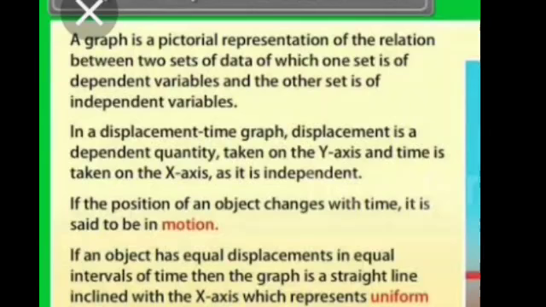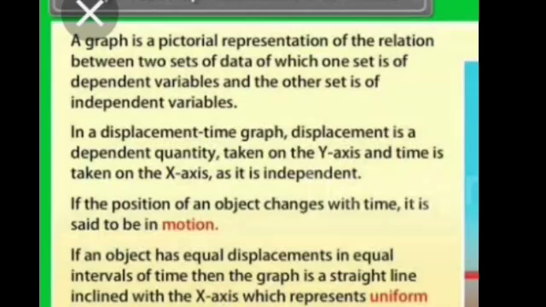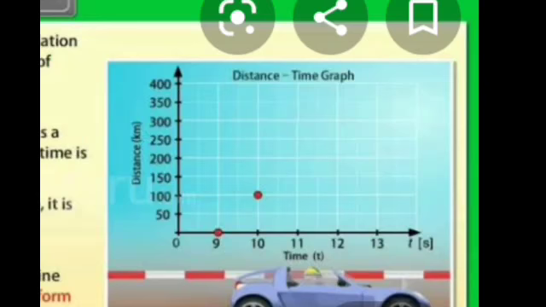If an object has equal displacement in equal intervals of time, the graph is a straight line inclined with the x-axis, which represents uniform motion of the object. Yes, this is the picture of a distance-time graph.